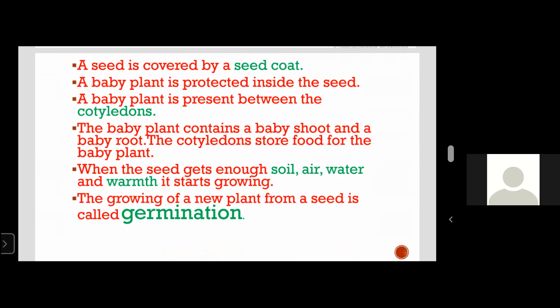When the seed gets enough soil, air, water, and warmth, it starts growing. So these are the conditions for a seed to grow into a baby plant. What are the conditions? Soil, air, water, and warmth. When the seed receives all these conditions in a proper amount, it grows into a new plant, which is called germination. The growing of a new plant from a seed is called germination.